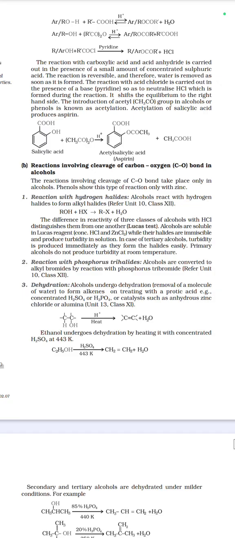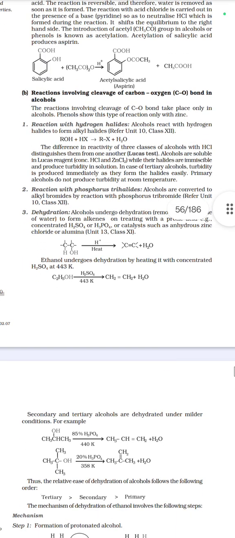Acetylation of salicylic acid produces aspirin. Salicylic acid plus (CH3CO)2O gives acetylsalicylic acid, which is aspirin, plus CH3COOH in the presence of H positive.